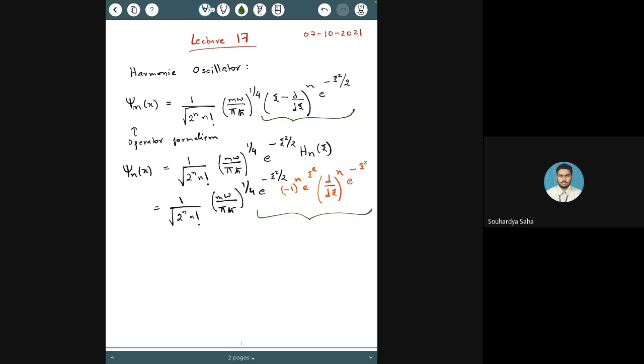Okay, I can simplify this one more step. So before I do that, I'll write one more step. So this part can be simplified. So 1 by root over 2, and this is minus 1 to the power n, e to the power xi squared, d d xi.